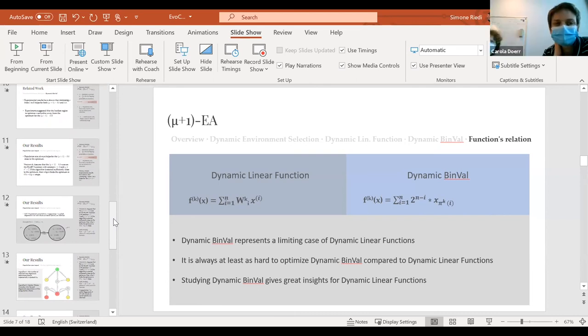Okay. And do you see any chance to extend the statement to the static setting to show that BinVal is the hardest function for the 1+1 EA? I've thought a bit about this. Other people have also thought about this. Perhaps it's something that we should get back to. I think there are some people who would find this interesting. At least I know a few people in this room who would be interested. Cool. Okay, thanks.